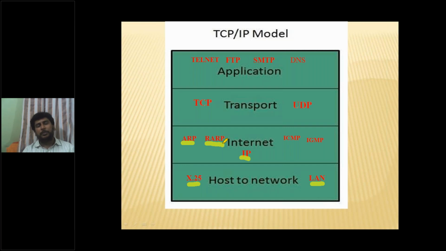So along with these three protocols, we have two more protocols in our network layer called ICMP and IGMP, which are the Internet Control Message Protocol and Internet Group Message Protocol.